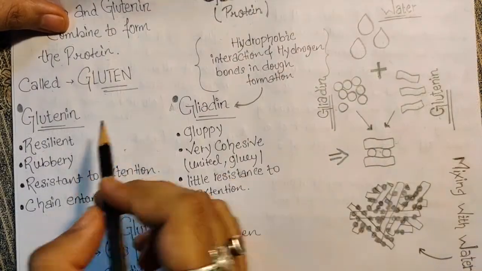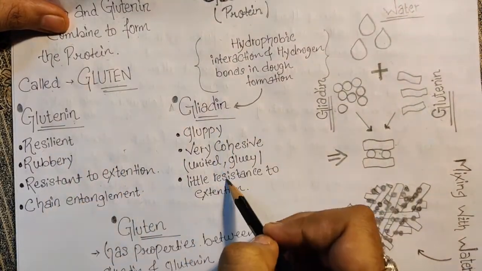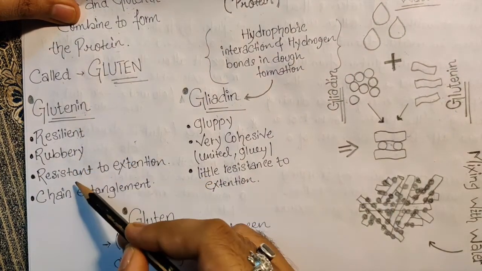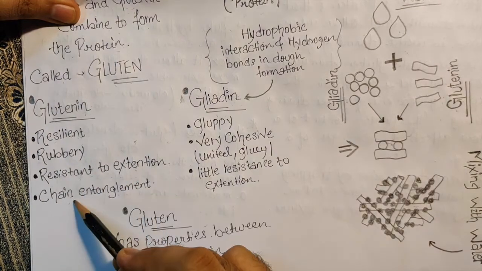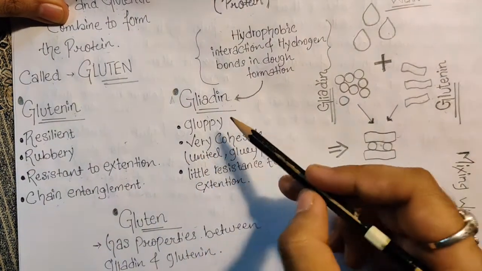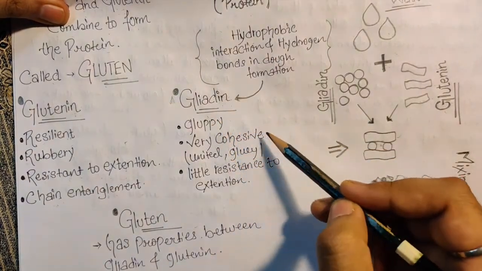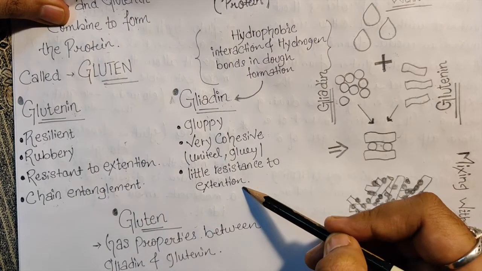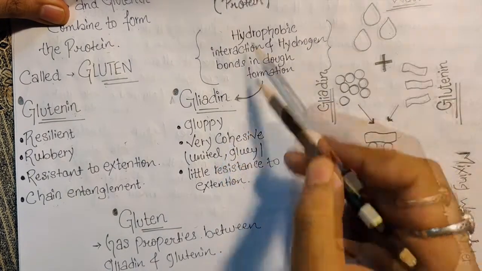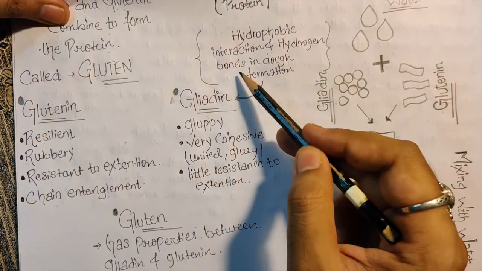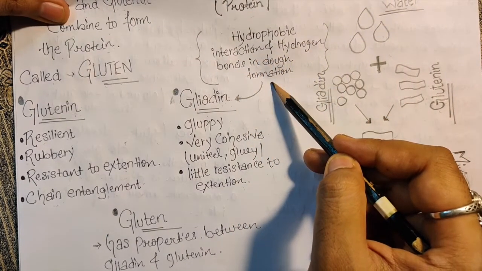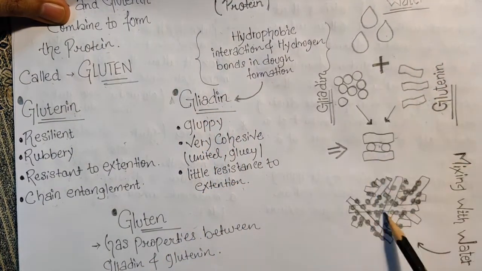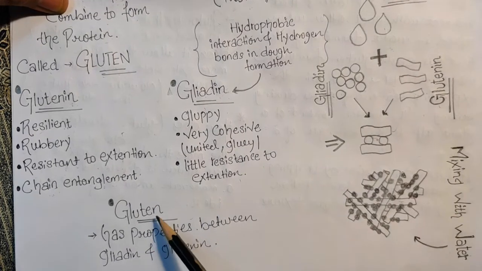Here I have a few points about the glutenin and gliadin. The glutenin is resilient, rubbery, and resistant to extension, with chain entanglement. Clear? And when it comes to gliadin, it is clumpy, very cursive, oriented and gluey, with little resistance to extension. You can see here the gliadin, which has hydrophobic interaction and hydrogen bonds in the dough formation. Clear? And when these two combine with the help of water and mixing, this is the gluten formation, right?